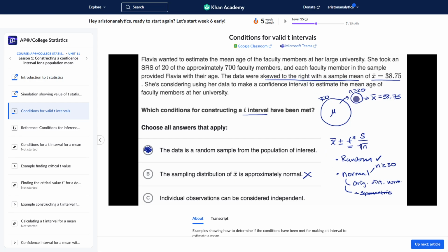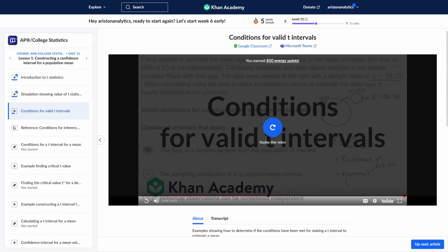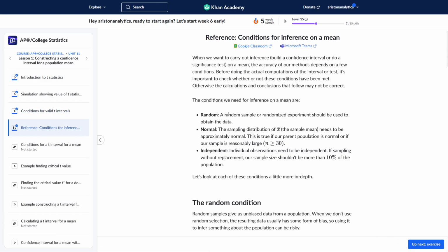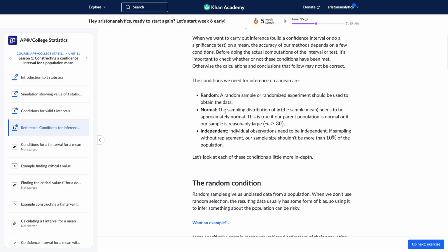Even if you're sampling without replacement, the 10% rule says that as long as this is less than or equal to 10% of the population, then we're good. And 10% of this population is 70. 70 is 10% of 700. So this is definitely less than or equal to 10%, and so it can be considered independent. We can meet that constraint as well. So the main issue where our t-interval might not be so good is that we can't feel so confident that our sampling distribution is going to be normal. Okay, fair enough. Random, normal, independent, RNI.